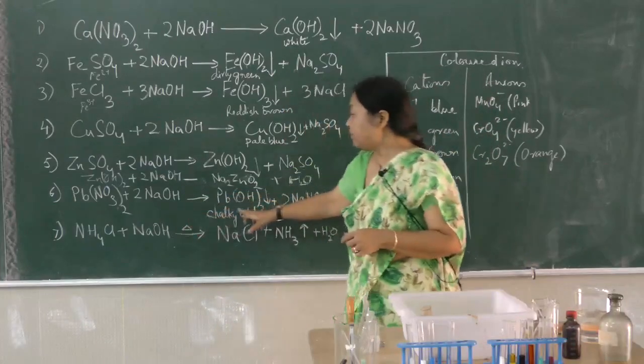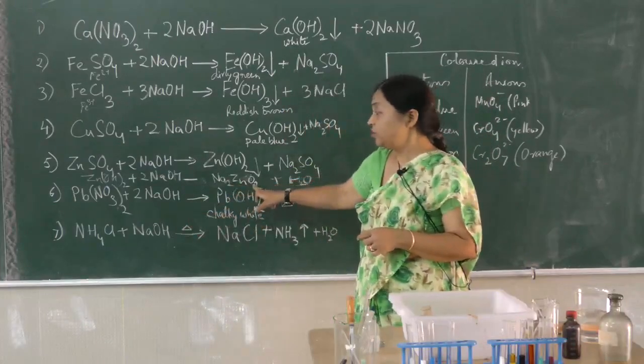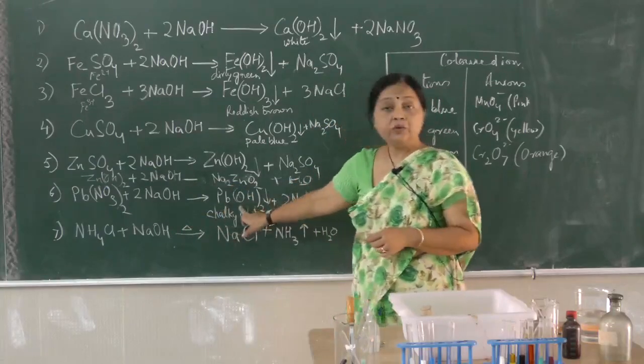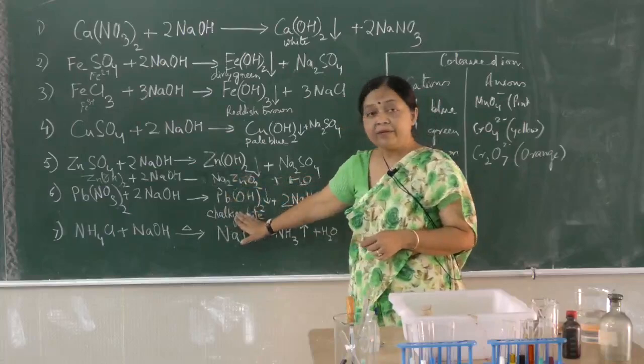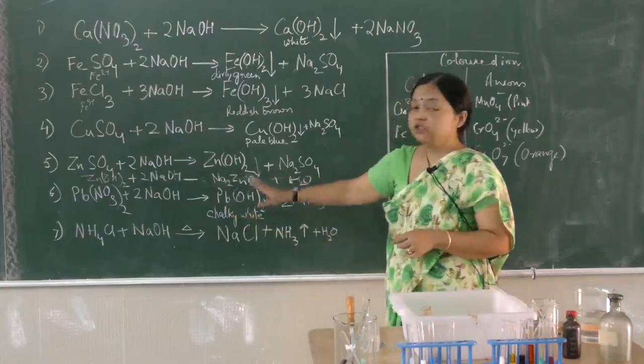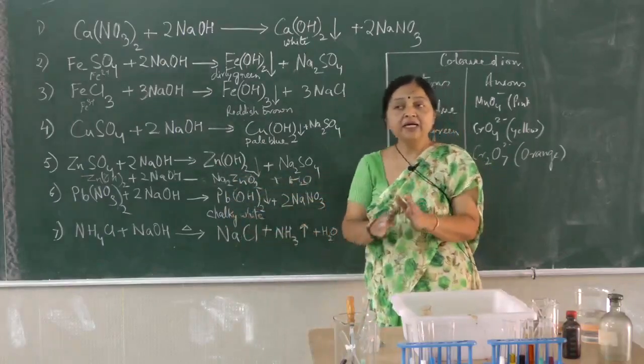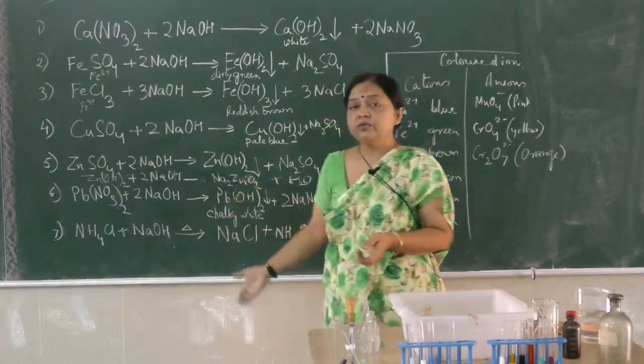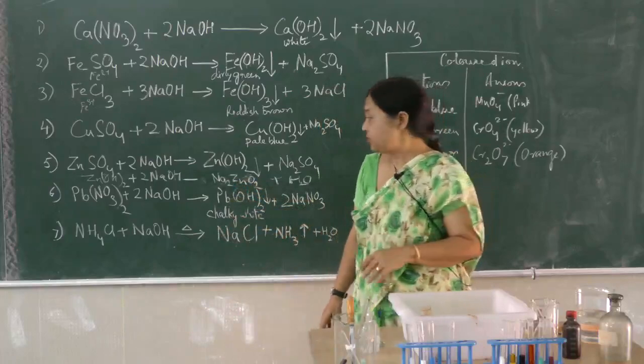What will this form? This will form sodium zincate, Na2ZnO2, in case of zinc, and in case of lead, Na2PbO2, sodium plumbate, is formed over here. Both are soluble salts and they remain in solution. You can't isolate them or take them out as a crystalline salt. These salts are found in solution only.